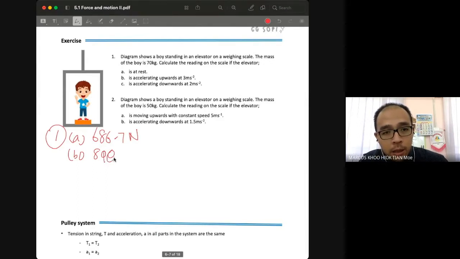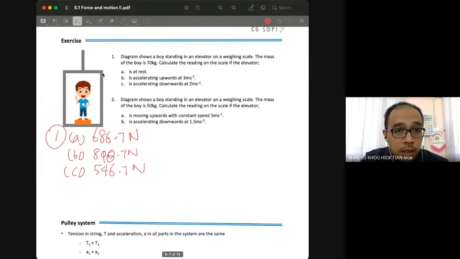896.7. Okay. How about C? 546.7. Okay, because there's a lot of calculation involved here, I just want to ask whether the rest of you agree with this answer, or is there a difference? Is everybody okay with these answers? Is this correct?